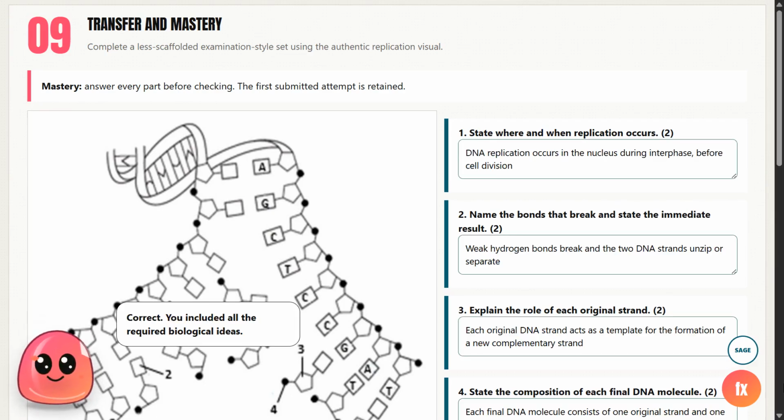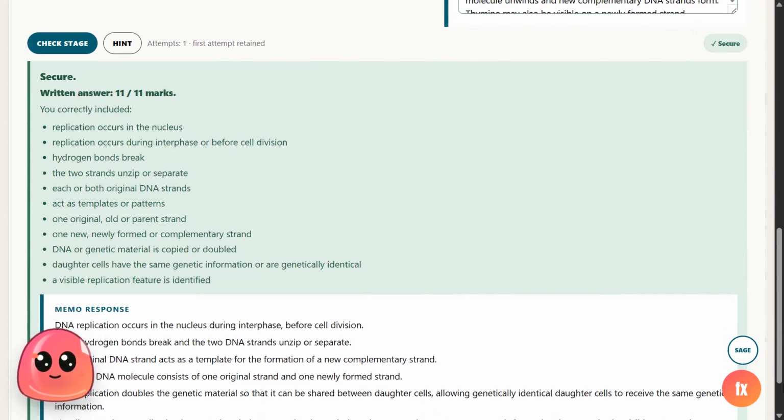Now the mastery check, 6 marks with no scaffolding. Replication occurs in the nucleus during interphase, before cell division. Weak hydrogen bonds break, and the two strands unzip or separate. Each original strand acts as a template for a new complementary strand. Each final molecule has one original and one new strand. Replication doubles the genetic material so it can be shared, and the daughter cells receive the same genetic information. And the visible reason: the whole molecule unwinds and new complementary strands form, with thymine visible on a new strand. 6 ideas, 6 marks.